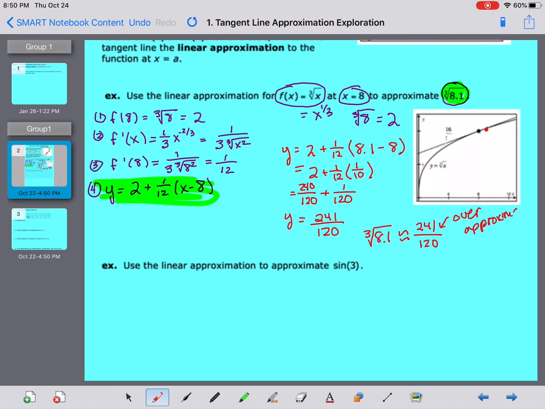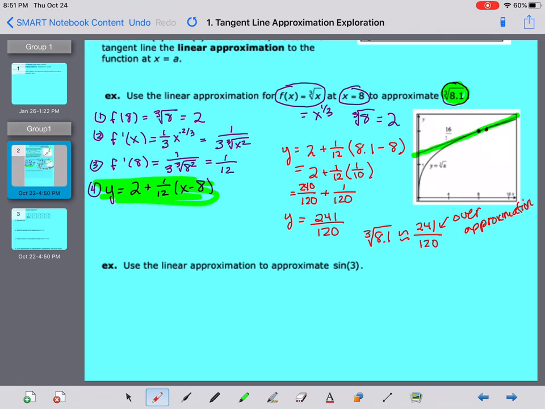And I can tell that from the graph because my tangent line, that line right there, is actually above the function that we're using. Okay, so because it's above, therefore it's an over approximation. It's sitting over our function.